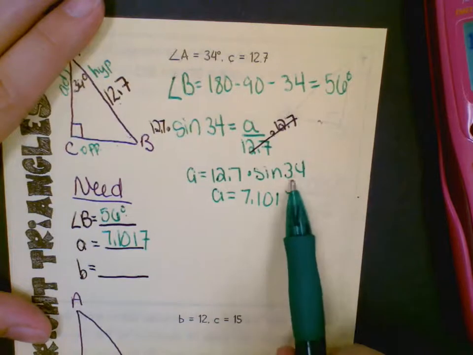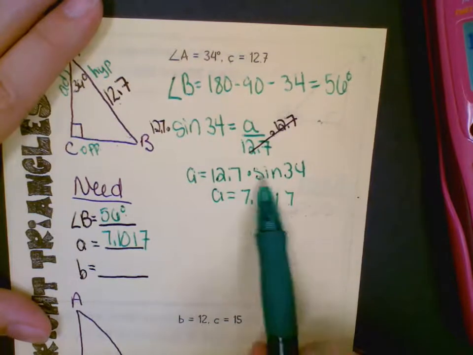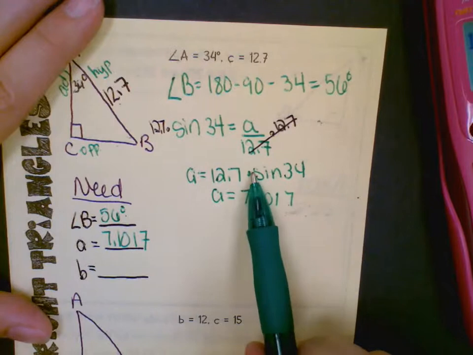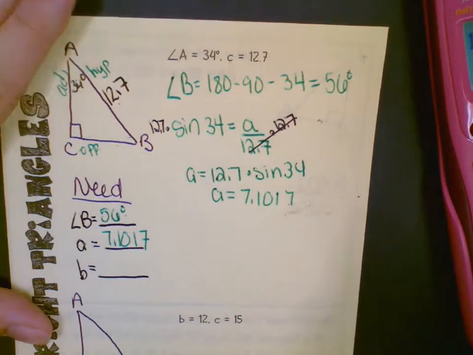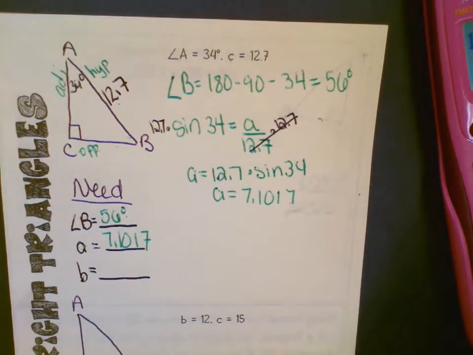So in a backwards calculator, for this kind, you can just go backwards. So 34 sine times 12.7. Okay, good. We're almost done then. So we just need to find side B.